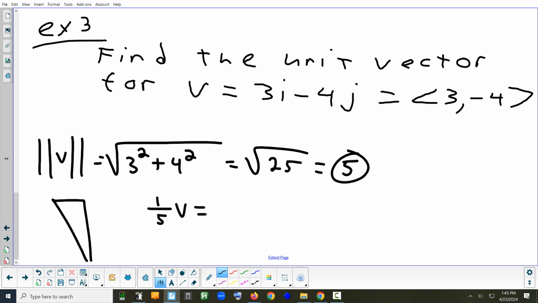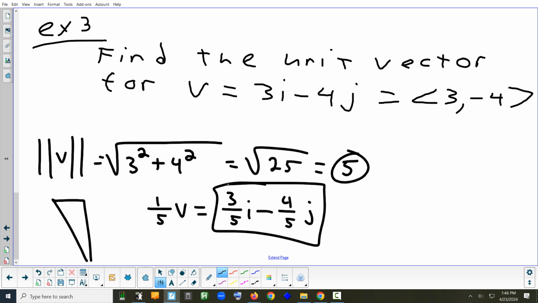Leave it as a fraction. What's 3 times 1/5? 3/5. So 3/5 pi minus what's 1/5 times 4? 4/5. Check.